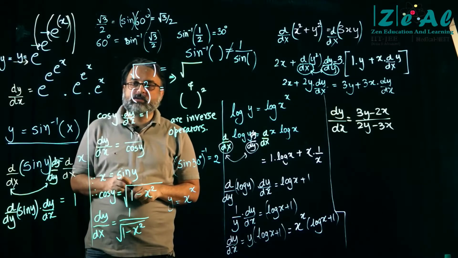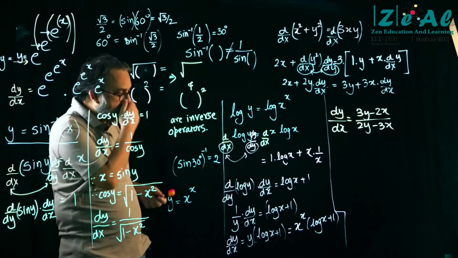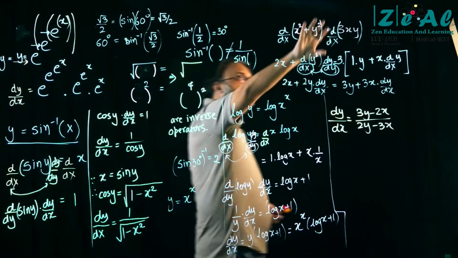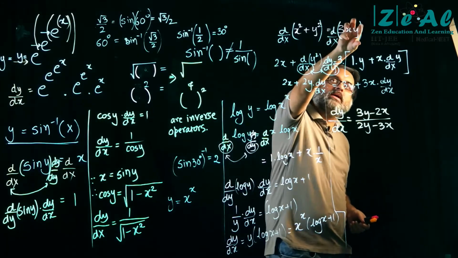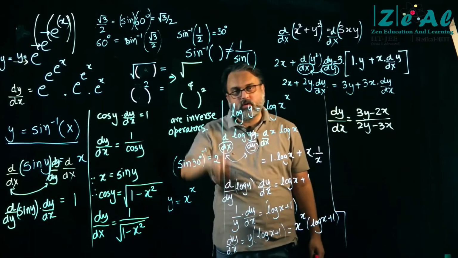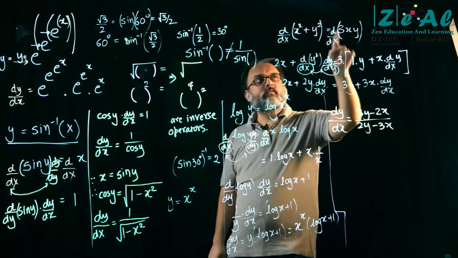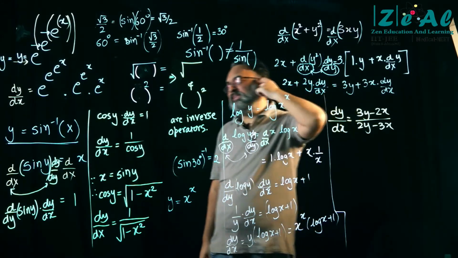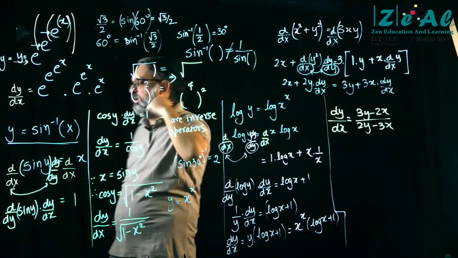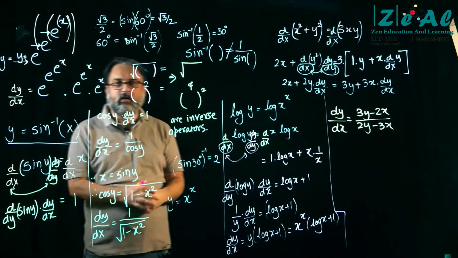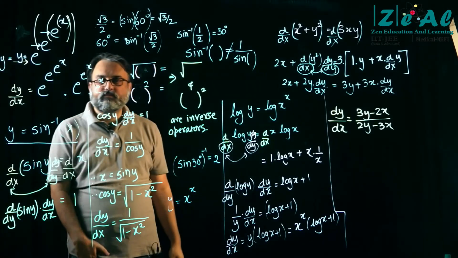All constants are a multiplying factor. Obviously, I mean, if they are, so d by dx of 3 multiplied by xy, rule number 1, Advik, d by dx of 3 multiplied by xy is the same as 3 multiplied by d by dx of xy. Okay.